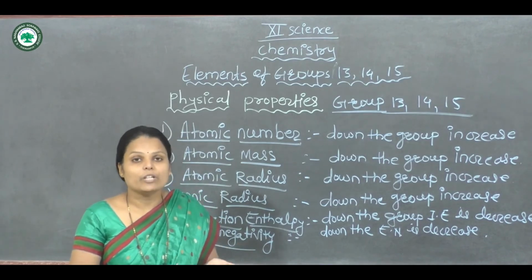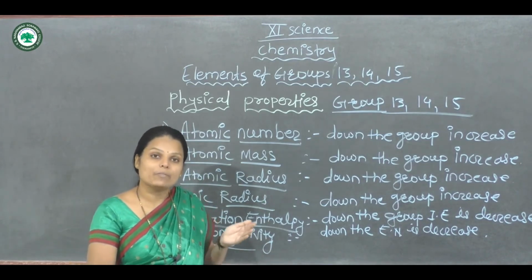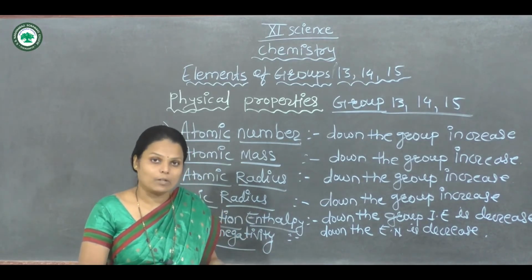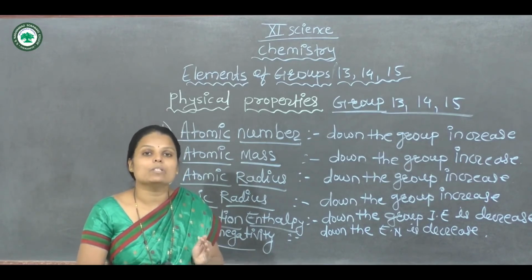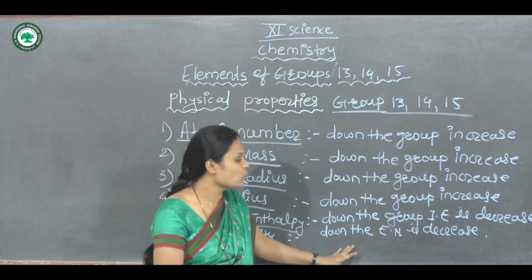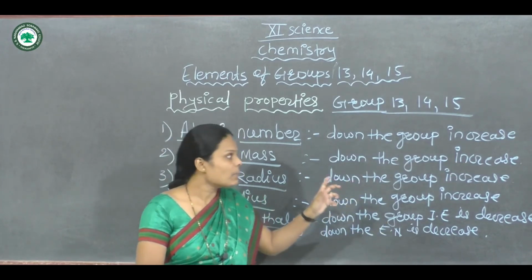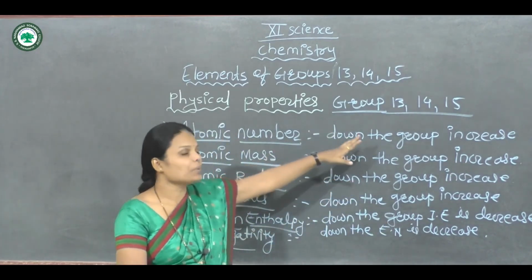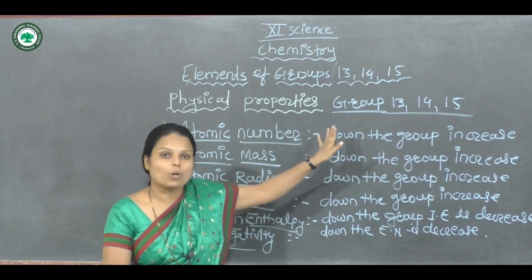Then oxygen, its value is 3.5, and then nitrogen, its value is 3.0. Now electronegativity decreases down the group. One by one we will discuss. Here is group 13. We know that group 13 is the boron family.